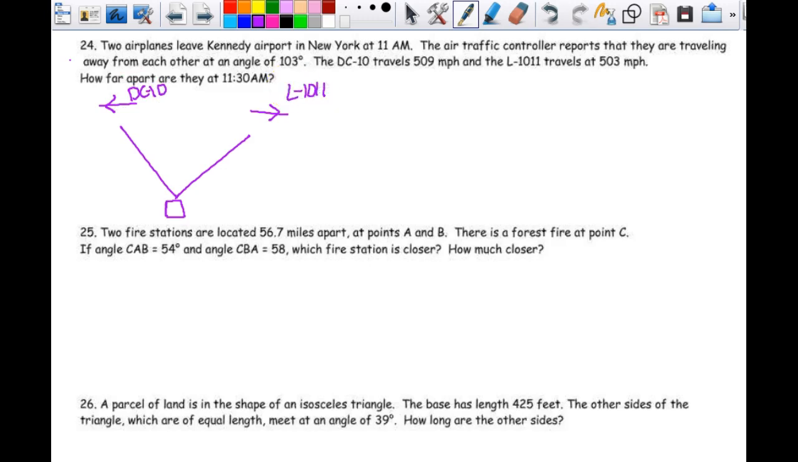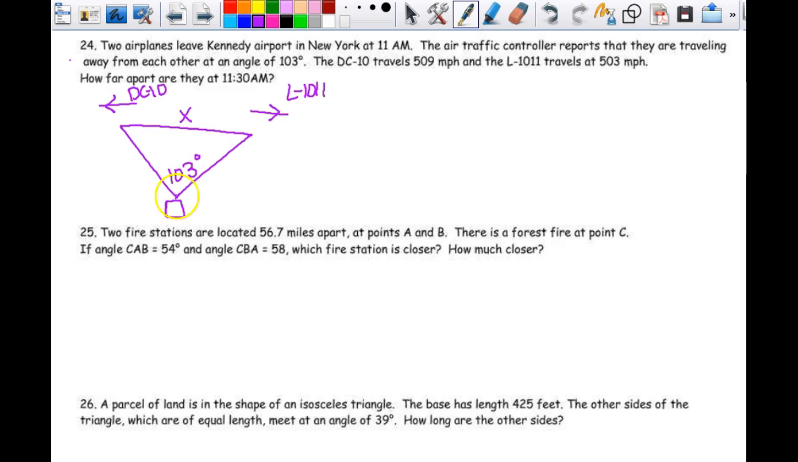So they're traveling away from each other at an angle of 103 degrees, and it gives me the speed at which they're traveling, and I want to know how far apart they are at 11:30 a.m. So basically I'm looking for how far apart they are. Well, in order to find that, I have to have some more information. I either have to have more angles, or I have to have some of the sides. So let's think about what we have. I know how fast it's traveling, and to figure out how far it went, I need to know how much time has passed. It's 11 a.m. to 11:30, so that's half an hour.